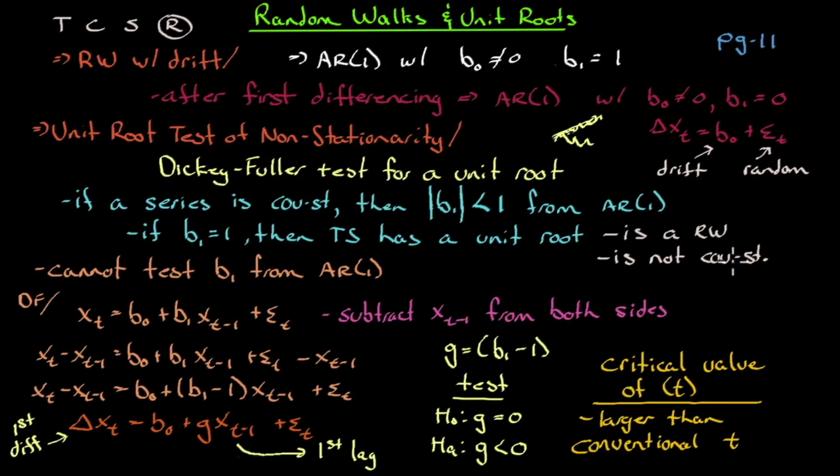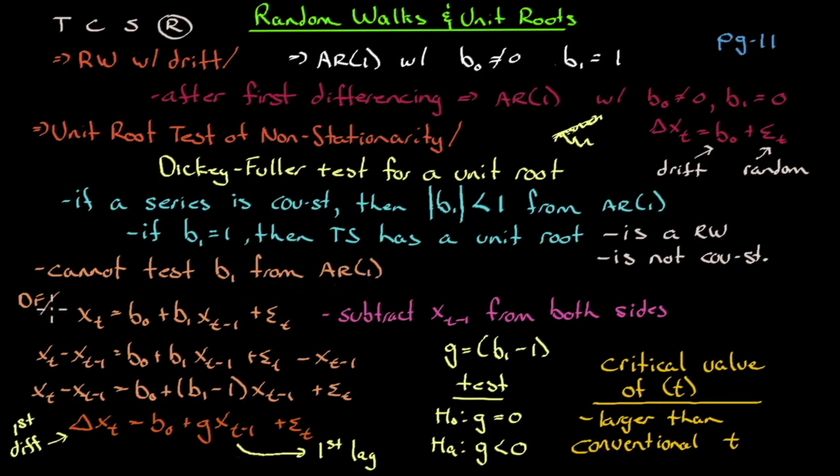So how are we going to test this thing? We can't just run an AR1 model, look at B1, and if B1 equals 1, look at the test statistic. Is it significant? Then yes, B1 equals 1, there we go. Because if B1 does equal 1, we have a random walk. It is not covariance stationary. You cannot trust the output from an AR1 model anyways. So you can't go down that road. You cannot test B1 from an AR1 model.